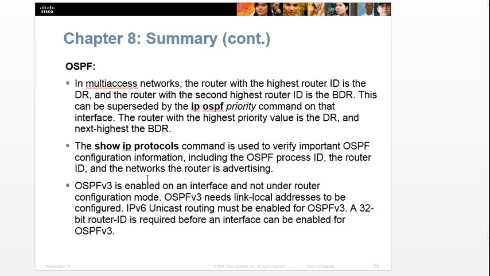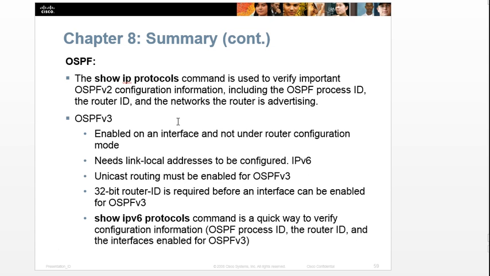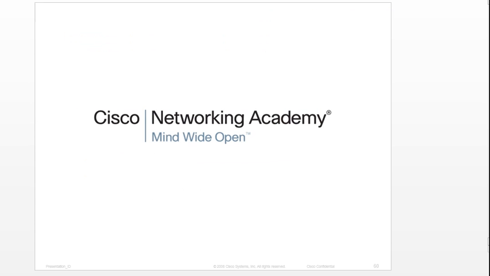Show ip protocols is going to verify that information. OSPFv3 is enabled on an interface and not under router configuration mode. It needs a link-local address to be configured. Show ip protocols is what you use to verify the information, and show ipv6 protocols will give you the v3 information. And that is a quick rundown on Chapter 8.